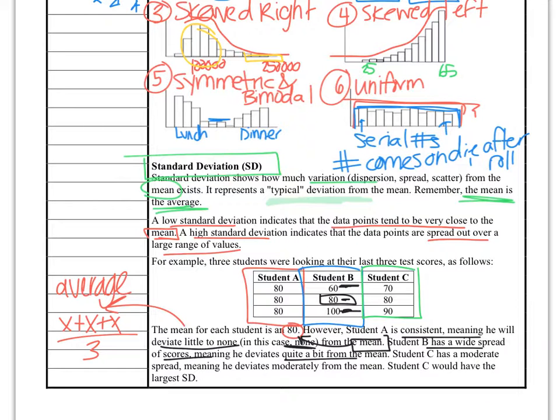So he deviates a lot, meaning his standard deviation is bigger than that of student C, who has a moderate spread, meaning he's moderately deviating from the mean. He's only 10 away from the mean and 10 away from the mean, and then, of course, that 80 is right on the mean. So student B would have the largest standard deviation because he deviates the most from the mean. All right, flip to the next page.